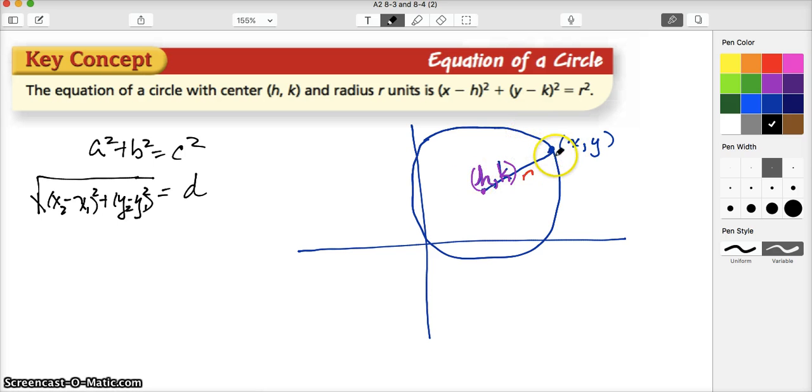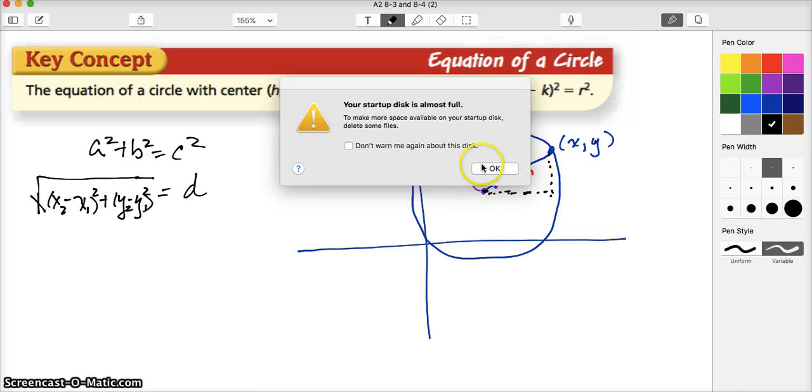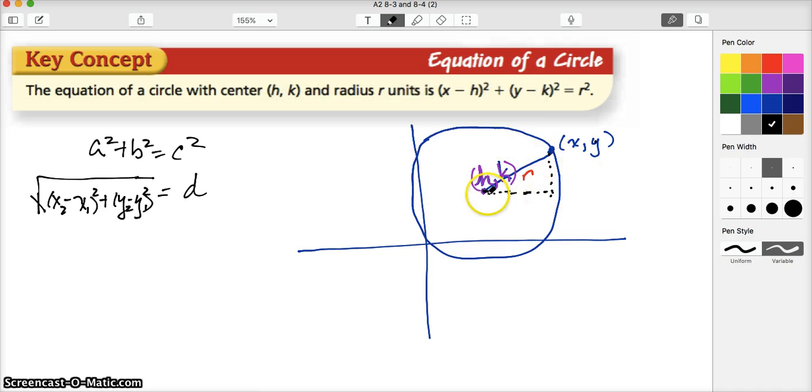Well, that's really what's happening here. And you can see that this kind of looks like the distance formula. x minus h would be the distance from here to here, right? And then y minus k would be the distance from here to here. And if I had this squared plus this squared, it has to equal the hypotenuse squared from the Pythagorean theorem.